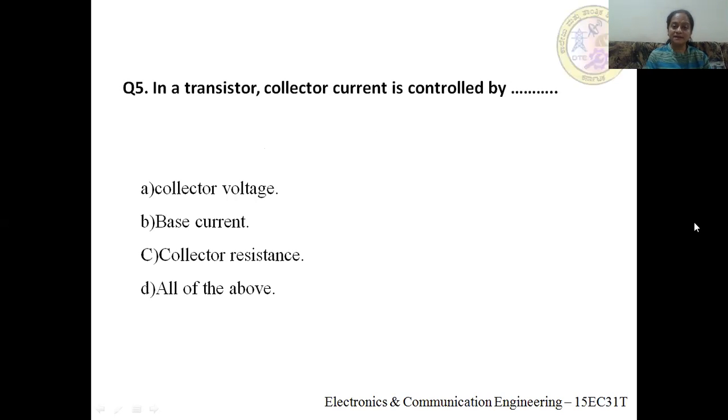The last one: in a transistor, the collector current is controlled by collector voltage, base current, collector resistance, or all of the above. I think you can guess it very easily. I have told you that the transistor is a current control device. If the base current increases, the collector current increases. If the base current decreases, the collector current decreases. So in a transistor, the collector current is controlled by B, base current.